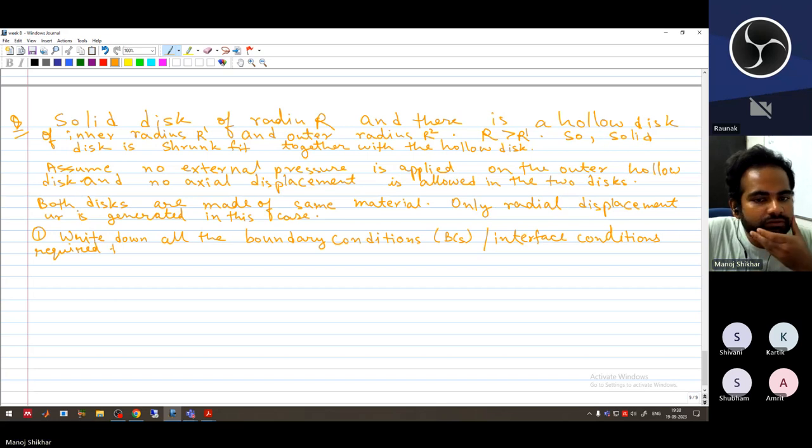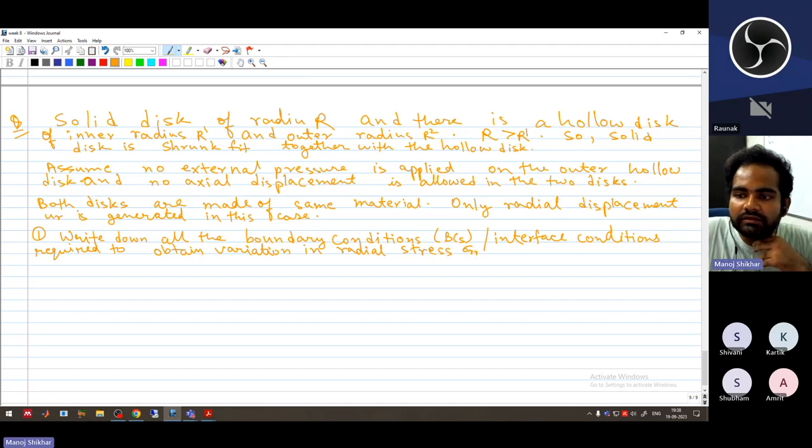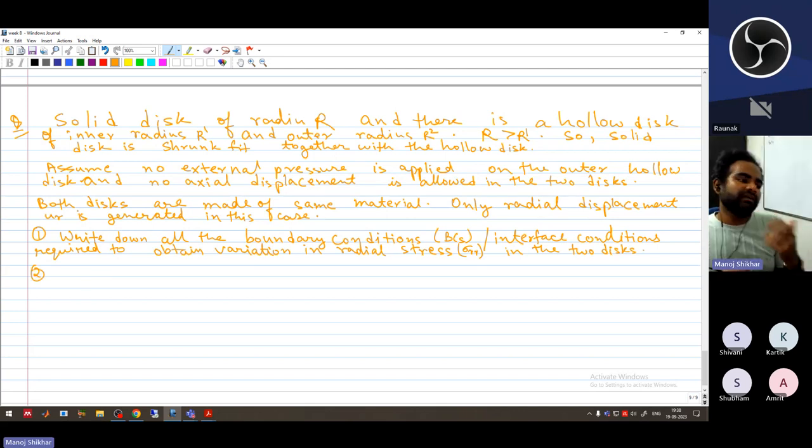required to obtain variation in radial stress, sigma RR, in the two disks. So you have to mention what are the boundary conditions. This question is pretty good because it will help you to understand how to write boundary conditions, how to use them in the governing equation and so on.